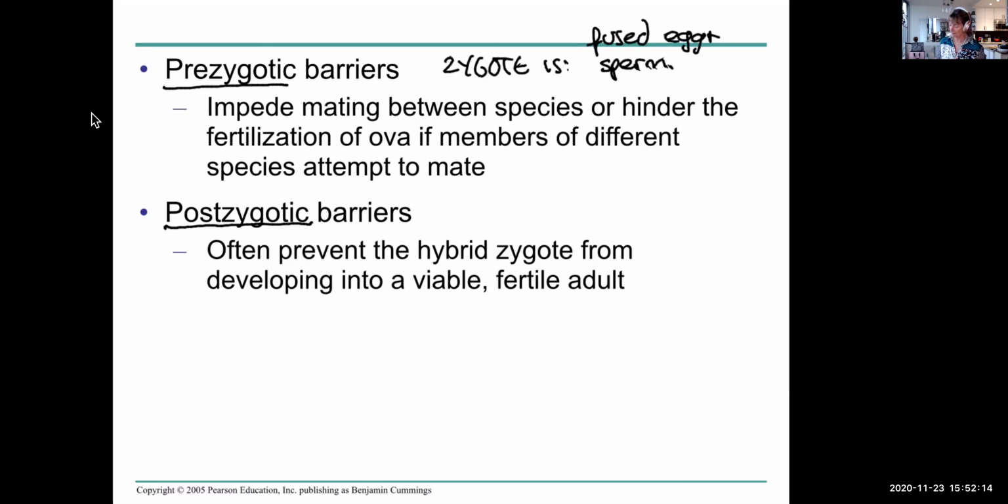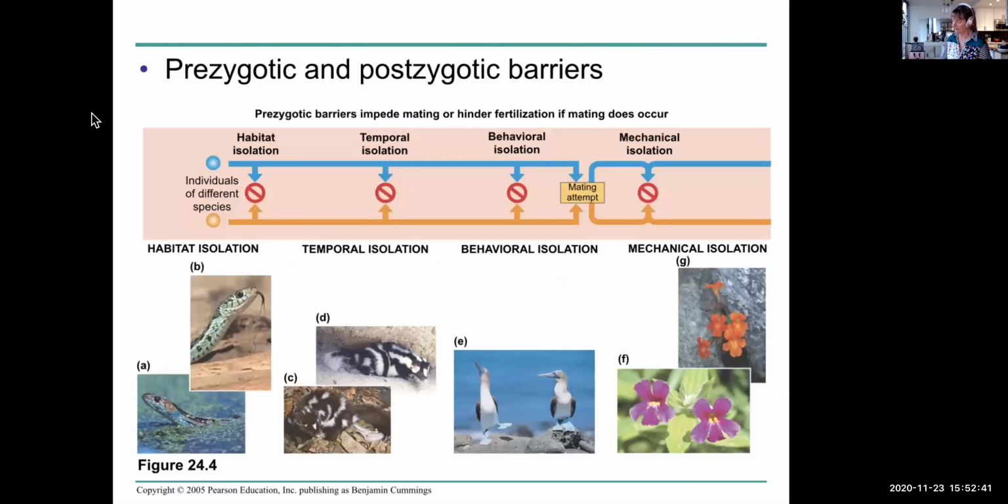That's a zygote. So a prezygotic barrier impedes or stops mating between species or hinders the fertilization of ova if they attempt to mate. Postzygotic barriers prevent the hybrid zygote from developing into an adult. So there's pre and postzygotic barriers to reproduction. So here are a few.